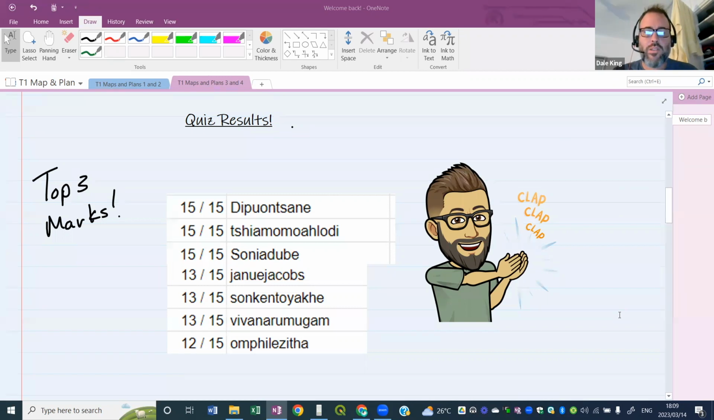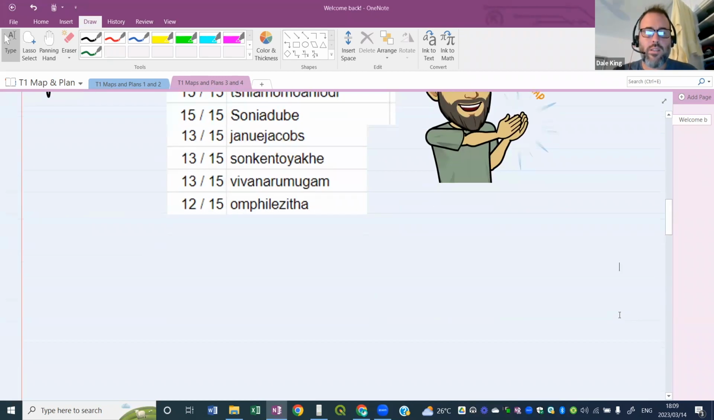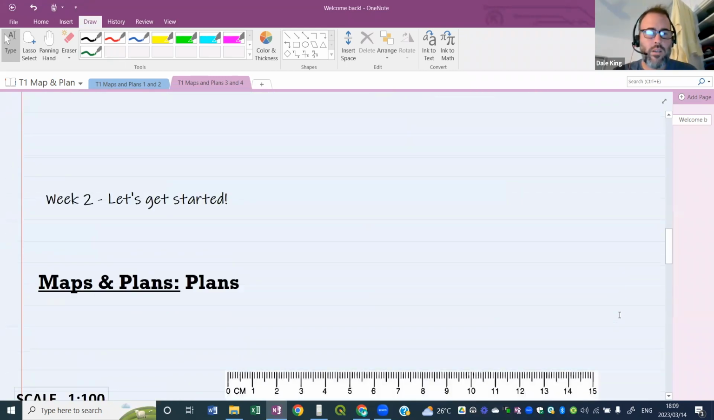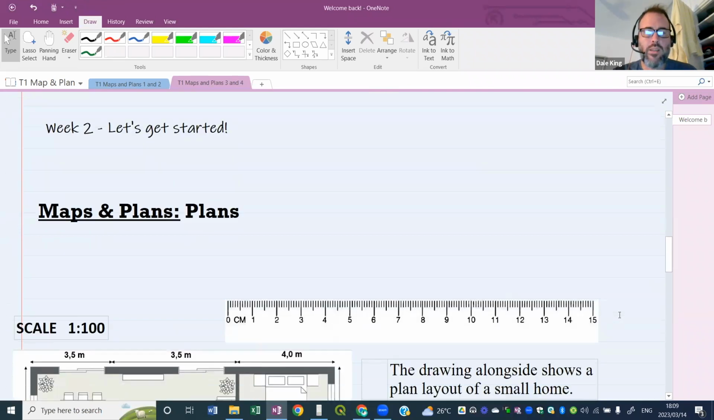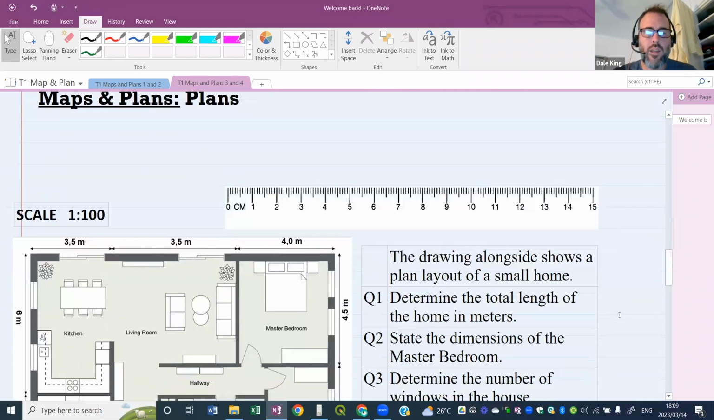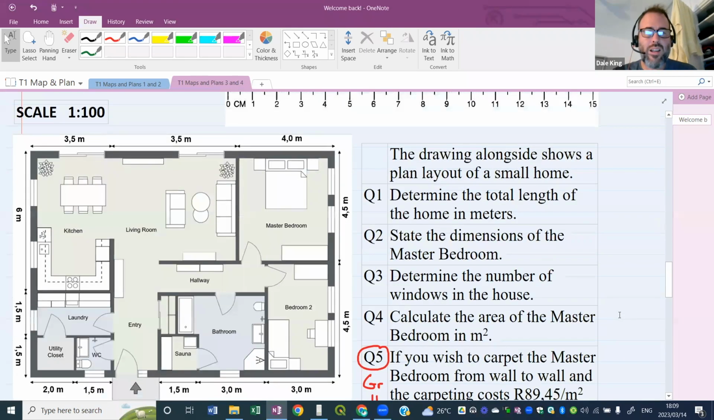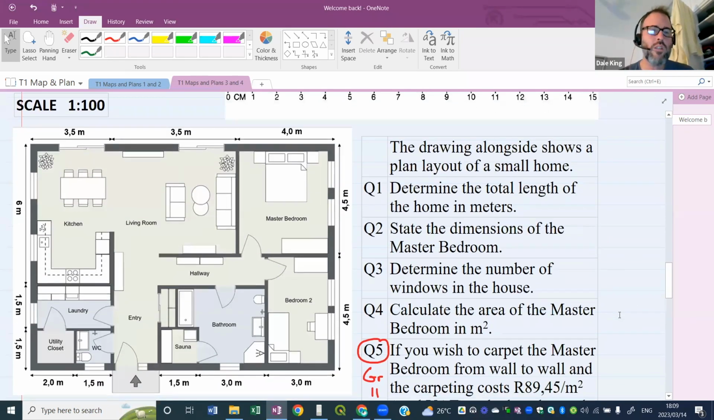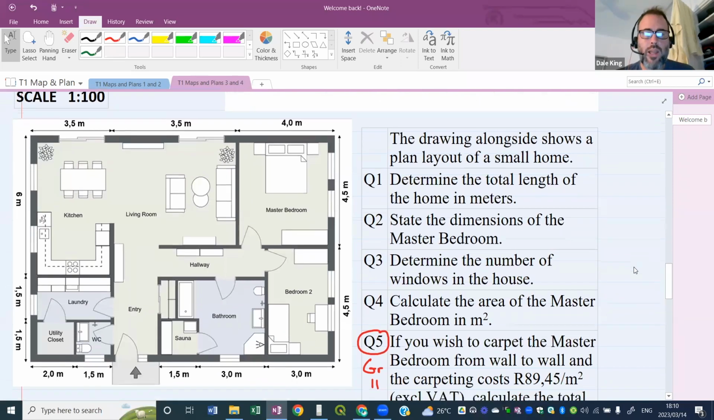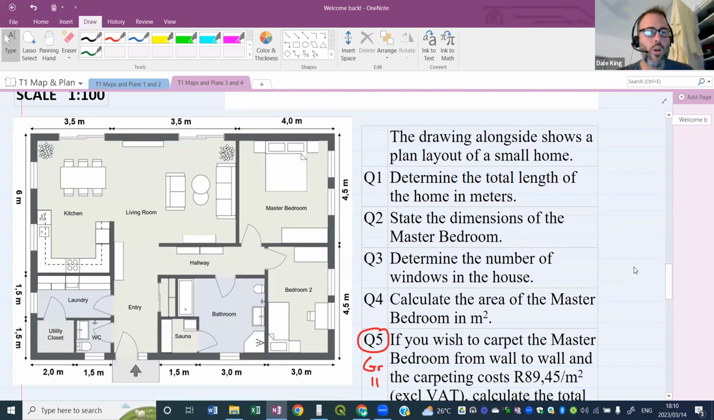Let's get on with today's lesson. All right, we're looking at maps and plans, and today we're going to look at plans again. We did have a little bit of plans in the first lesson, but now we're going to go deeper into it. On the screen, you'll see a plan for a small home.